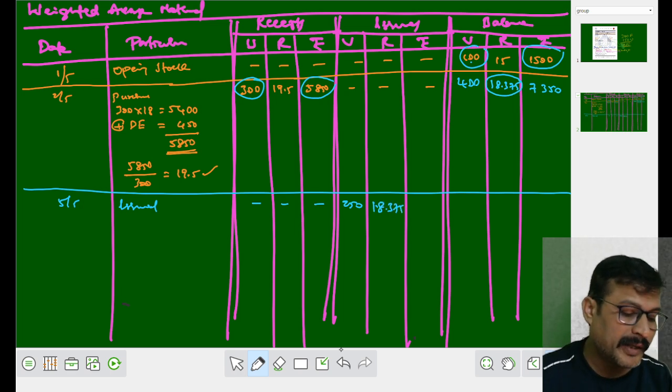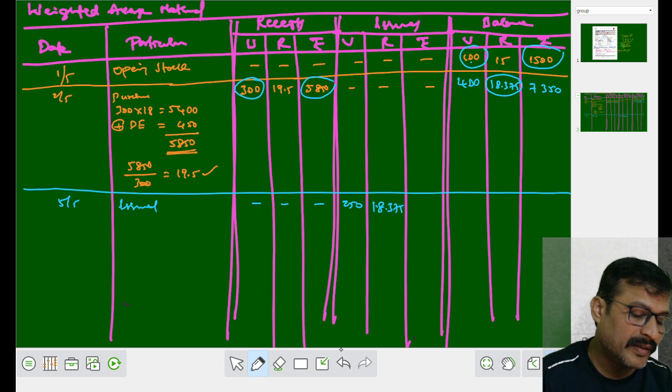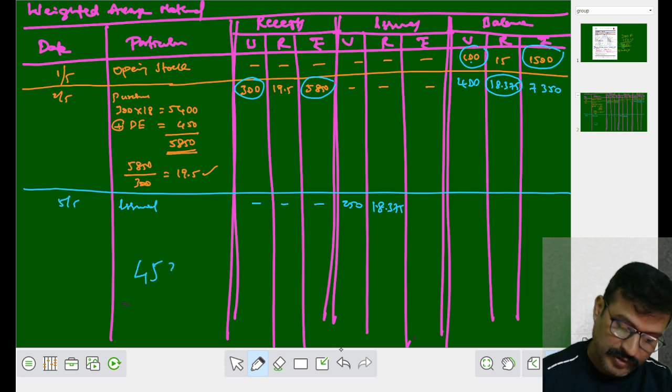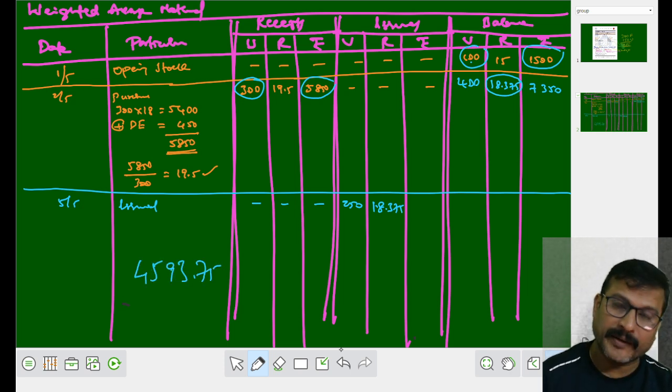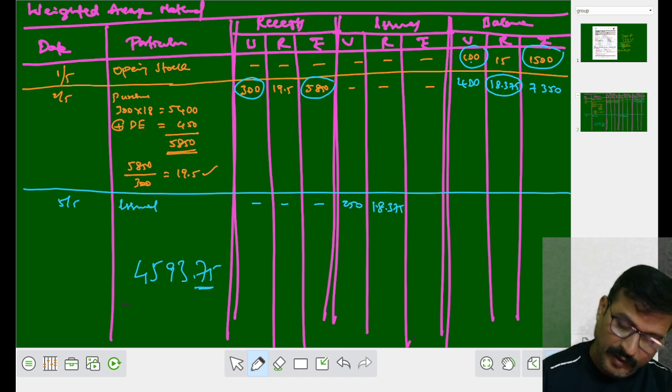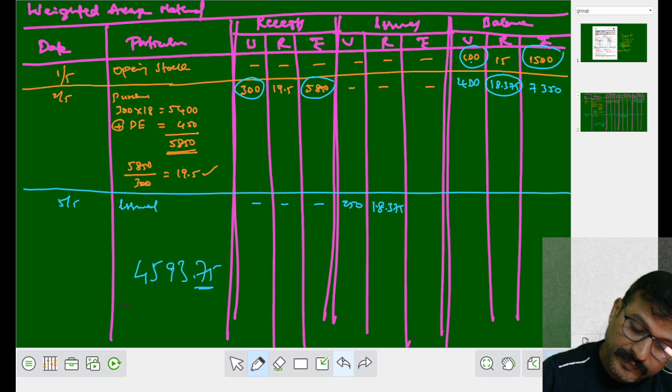Multiply it. When multiplied, how much does it come to now? It comes to 4593.75. Don't take paisa, make it a round figure. It comes to 4594.